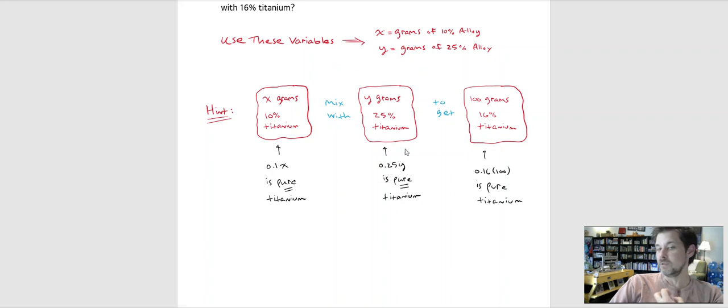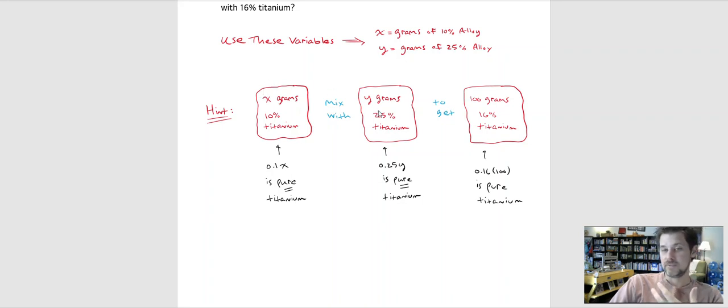Now, this looks like an equation. This is just the way the thought happens in my head, but it does look like an equation. If this is x grams and it's 10% titanium, what does that actually mean? It means that 0.1 times x is the number of grams of pure titanium. If this was 100 grams and 10% of it was titanium, 10 grams would be pure titanium. The rest would be something else. So this is the amount that's pure titanium in this mixture.